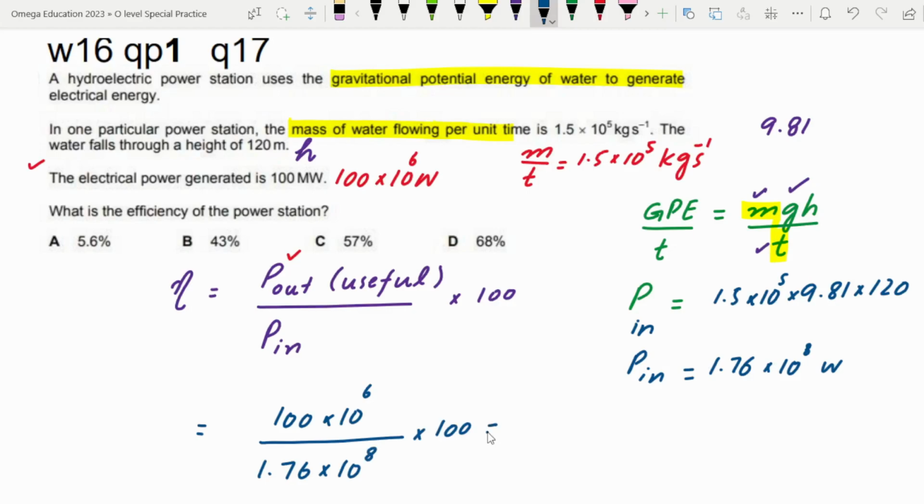Can you hit it on the calculator once again quickly? So this should be, to two significant figures, 57. So C is the right answer for this one. Are we clear with this?